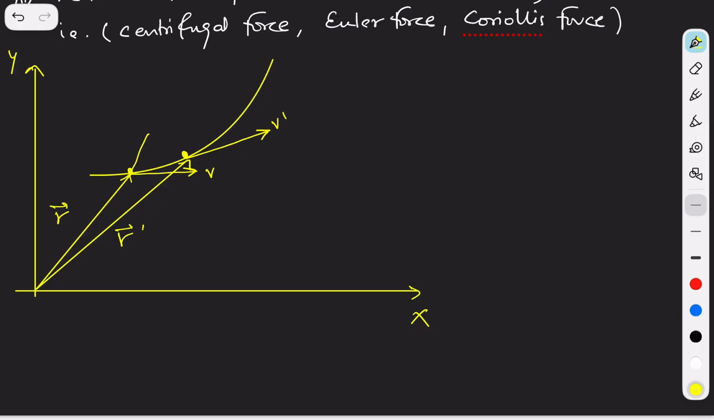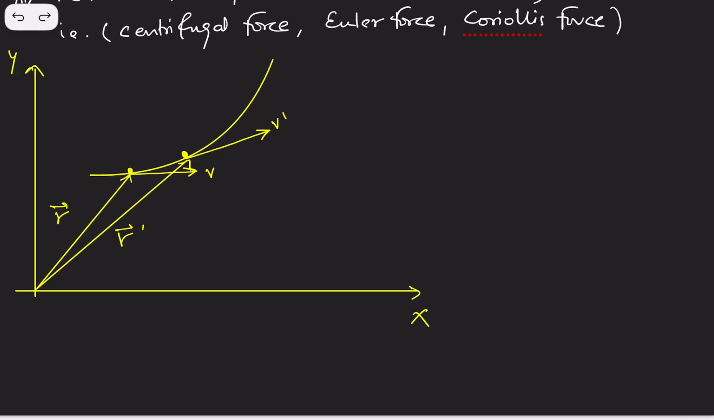There would be one component in the direction of the velocity, which is helping to enlarge the length of the position vector. And there would be some component perpendicular to the position vector, which will help to rotate the position vector.